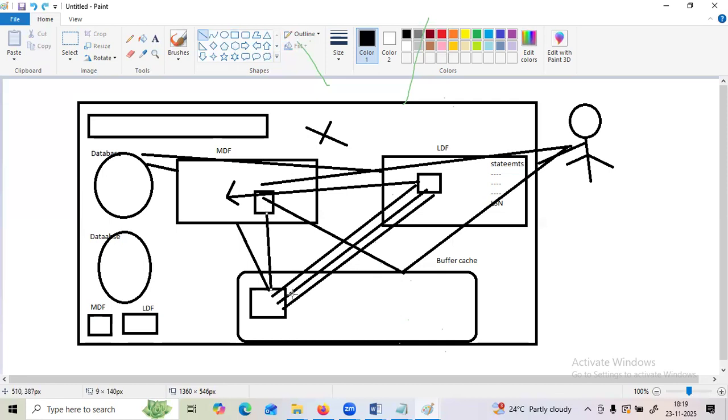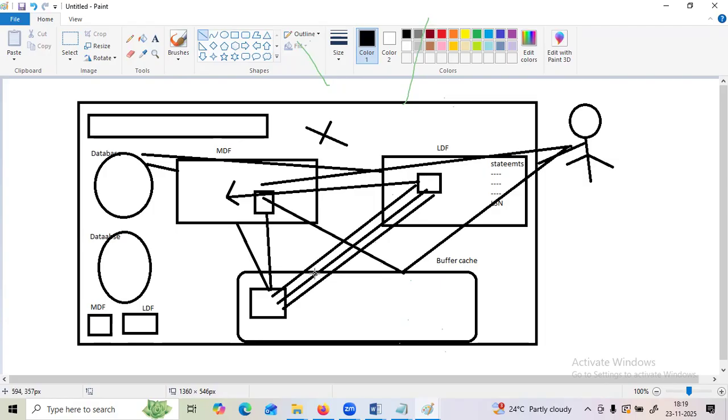So it will look for the page and it will put the page here. It will start the modification here. Once the transaction is written, each and every transaction has the LSN number and some other information, right? That information it will start recording into the LDF.